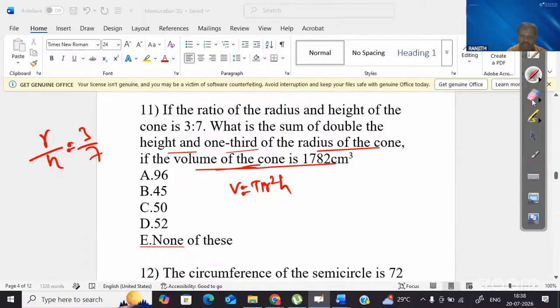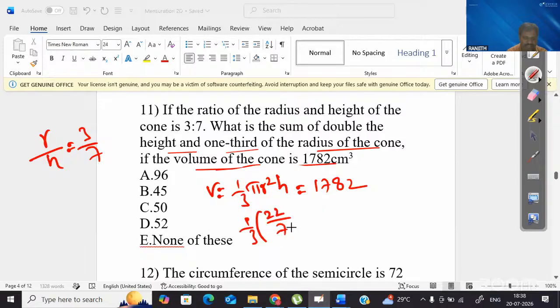Volume of cone, right? Volume of cylinder is pi r square h. Volume of cone will be equal to one third of pi r square h. One third of pi r square h will be equal to 1782. So one third, pi will be equal to 22 by 7. What is the r value? 3 times, so that is 3 into 3 equal to 9x square, and h will be equal to 7x.